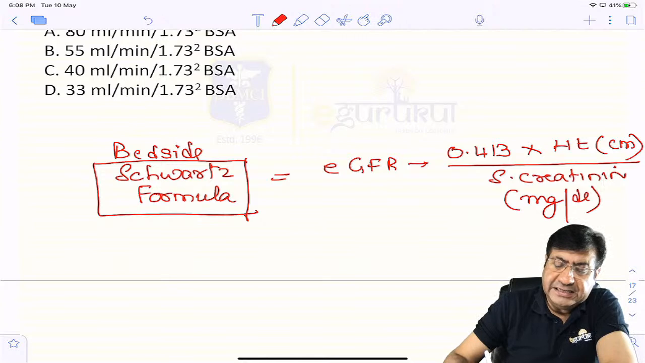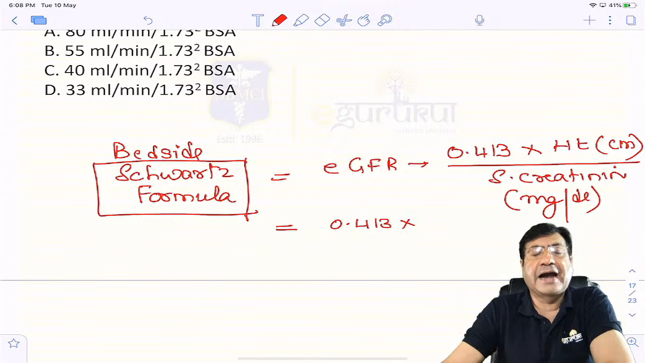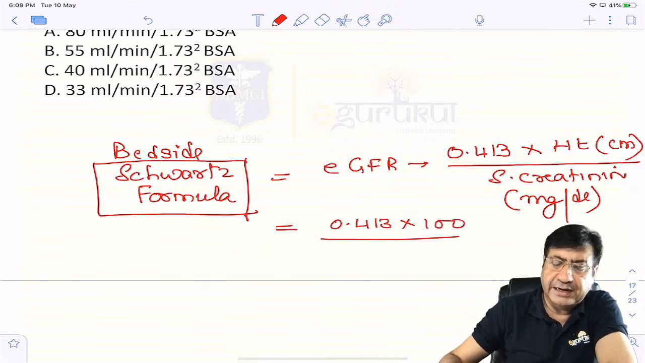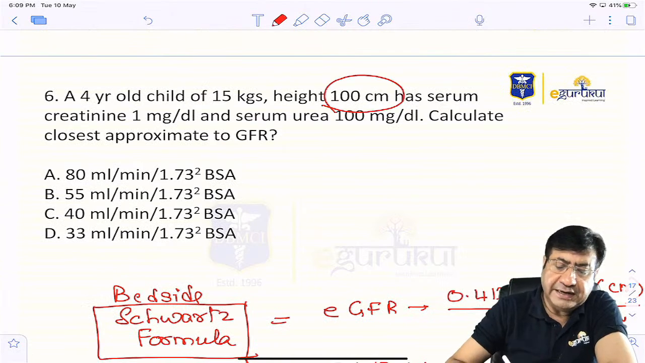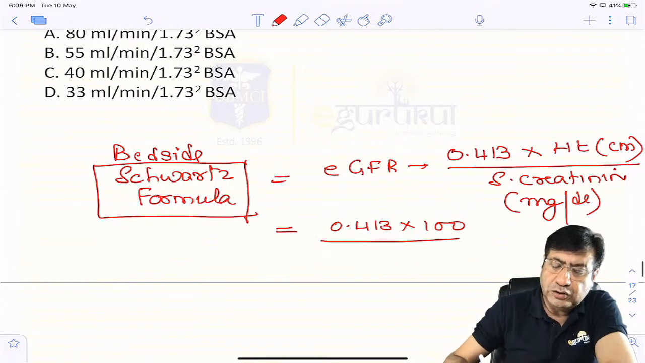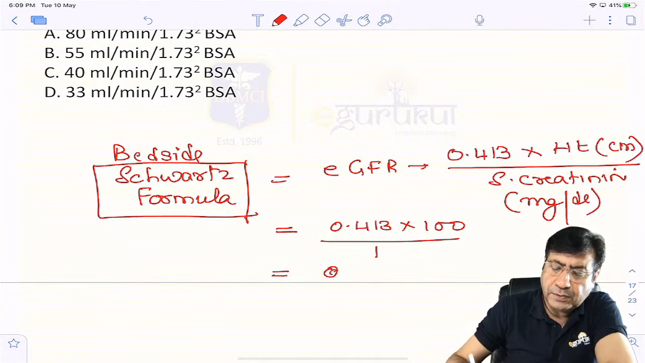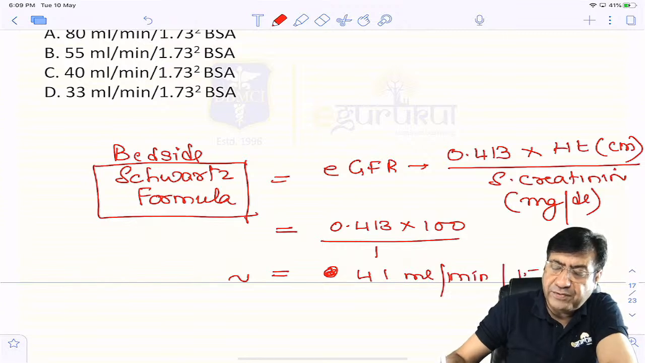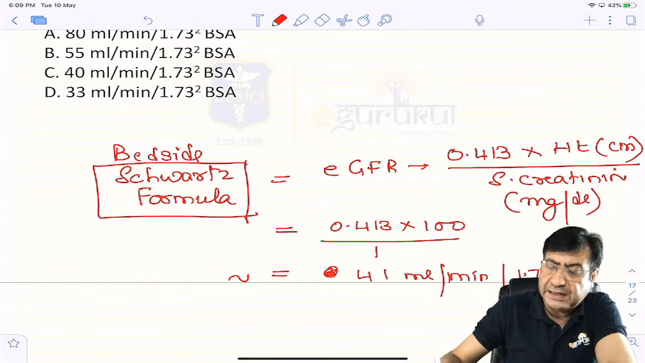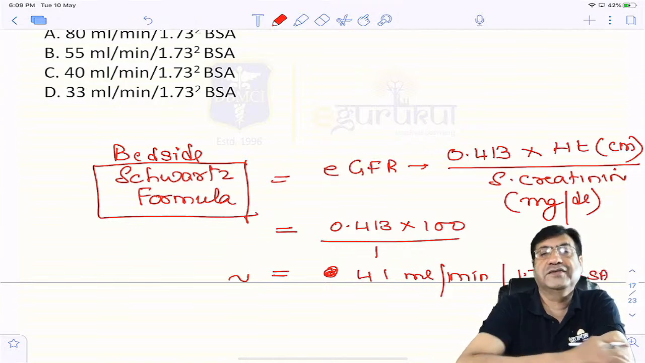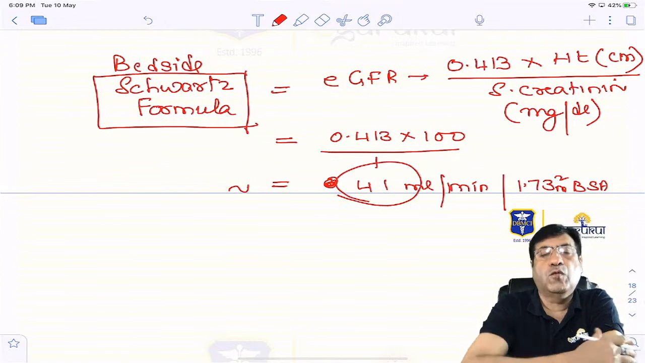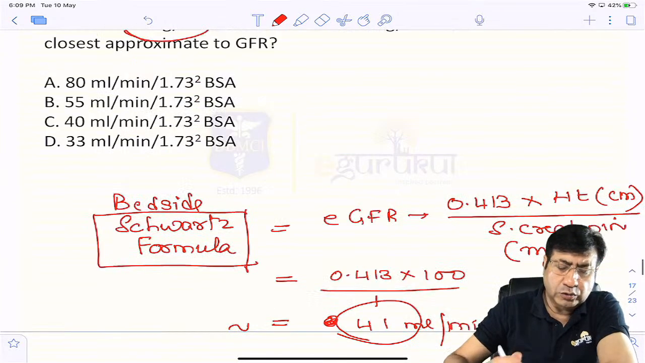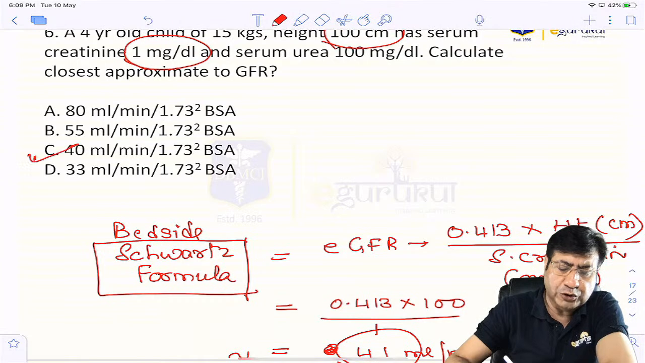So if you calculate the eGFR by this method, 0.413 multiplied by the height in centimeters, which is given as 100 here, 100 centimeters is the height of the child, upon a serum creatinine which is 1 milligram per deciliter. So the child's eGFR comes out to be 41 approximately, 41 ml per minute per 1.73 meter square body surface area. This is meter square body surface area. So 40 is what the GFR is coming out to be, and the closest answer therefore according to me should be C.